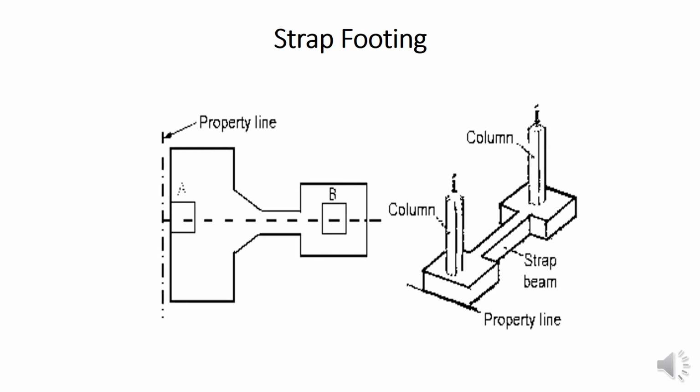Next one is a strap footing. It consists of two isolated footings connected with a structural strap or lever. Here in this picture you can see it clearly. This is one column, this is another column, and they are connected with the strap beam. The strap connects the footings such that they behave as one unit. The strap simply acts as a connecting beam. A strap footing is more economical than the combined footing when the soil pressure is relatively high and the distance between the two columns is large.